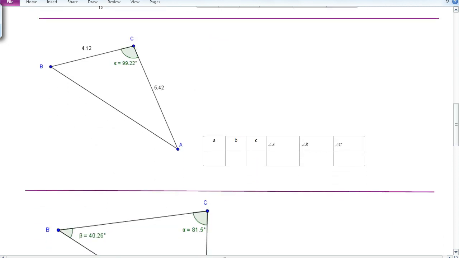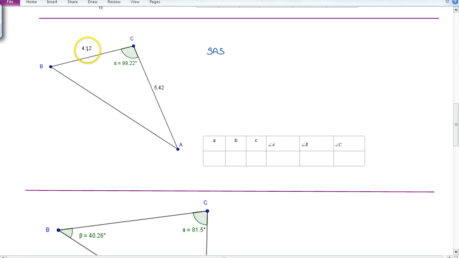So with this one, the key thing to remember is we don't want to start in the middle. We don't want to start with what's in between two pieces of information. We want to start on the left-hand or right-hand side. So in this case, you'll see I'm given a side, an angle, and a side. So this is called a side angle side case.